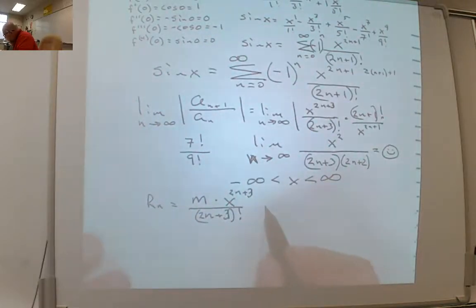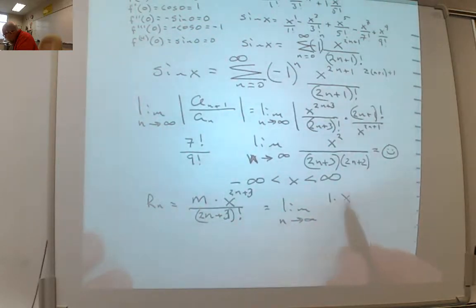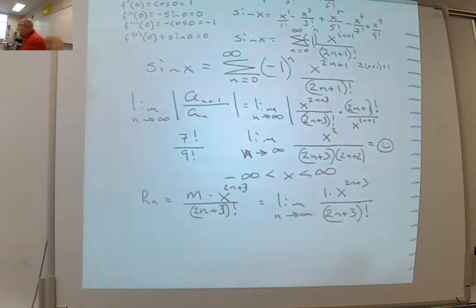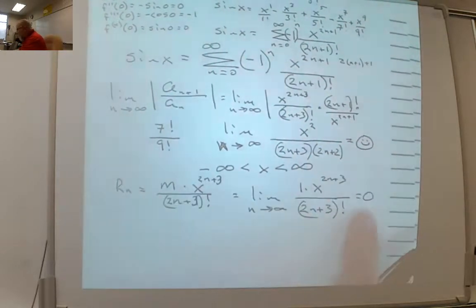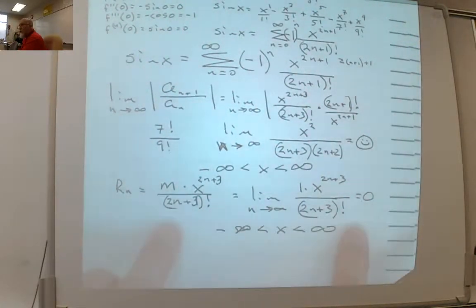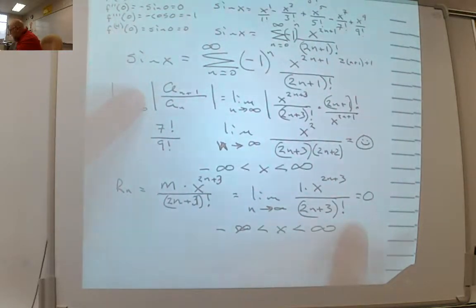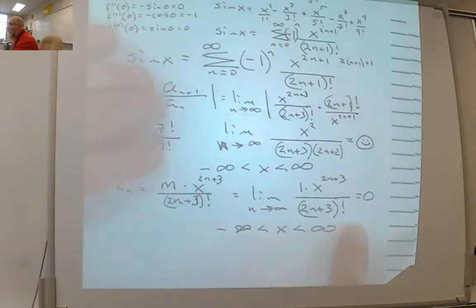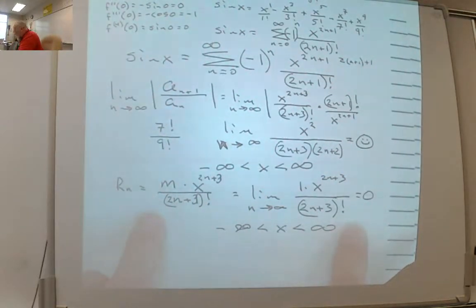1. So if I take the limit as n goes to infinity of 1 times x to the 2n plus 3 over 2n plus 3 factorial, where am I headed? 0. And if it goes to 0, that means my interval of convergence is negative infinity less than or equal to x less than or equal to infinity. I can do that with every single Taylor series, every single one. So I could have skipped this step. This is a step that I would use if I didn't have that rule. But because this is Taylor, that's all I have to do.